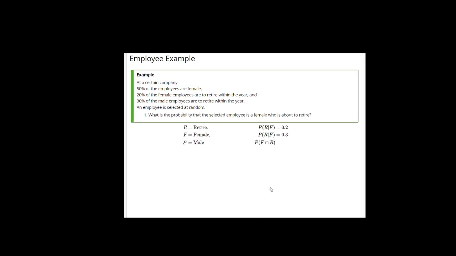The first question: what's the probability of F intersect R, female and retiring? From the product rule, this is the probability of R given F times the probability of F, which is 0.2 times 0.5, or 0.1.